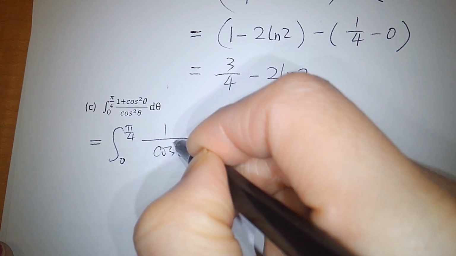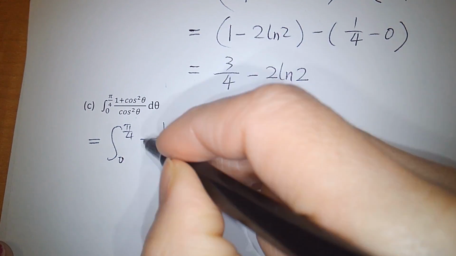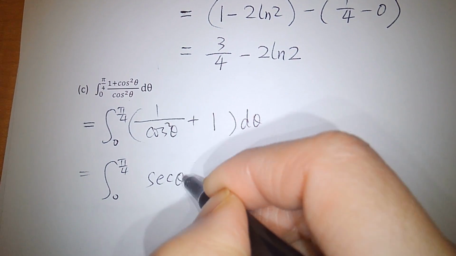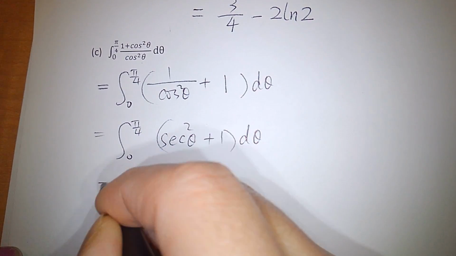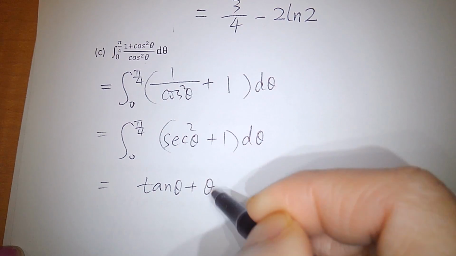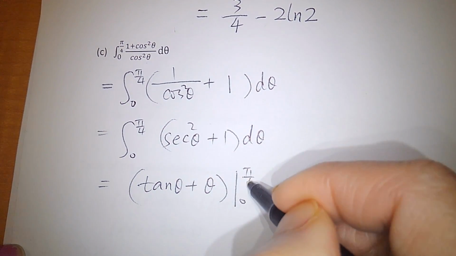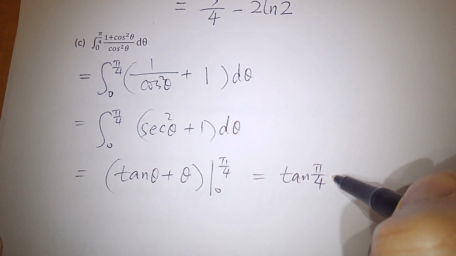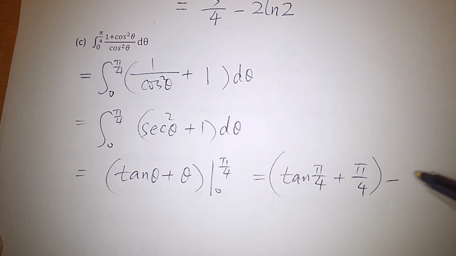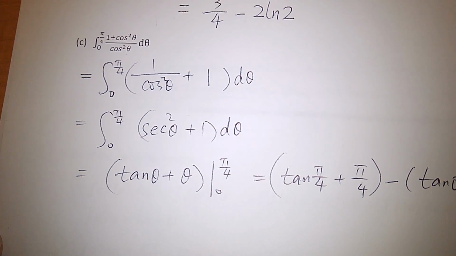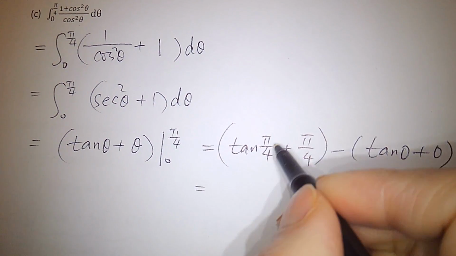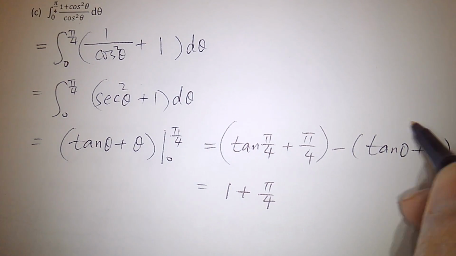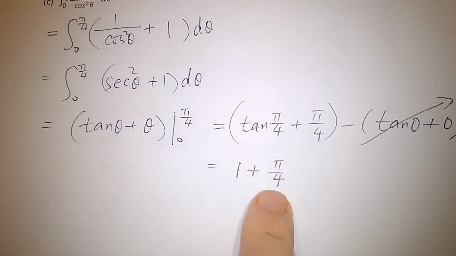Okay, 1 over cosine theta squared plus, what's cosine theta over cosine theta? 1 d theta. And then this is what? The integral from 0 to pi over 4 of secant theta squared plus 1. Now let's find the antiderivative: tangent theta plus theta, from 0 to pi over 4, right? And then tangent pi over 4 plus pi over 4 minus tangent of 0 plus 0, right? So, what is tangent pi over 4? 1 plus pi over 4, and then this gives us what? 0.